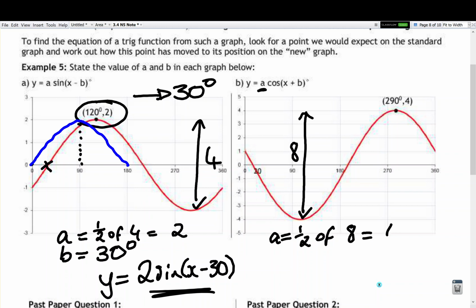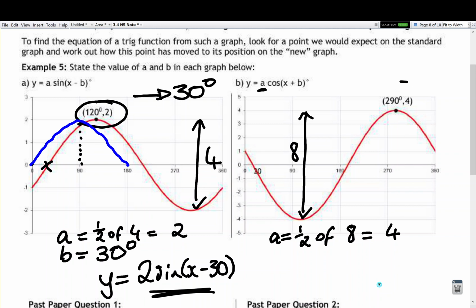So A is 4. Now we're on to the trickier bit, which is understanding how the graph has been shifted left or right. Again, we can look at the first page of our notes to have the standard sine graph as a reference point. What we're focusing on here are these two numbers.